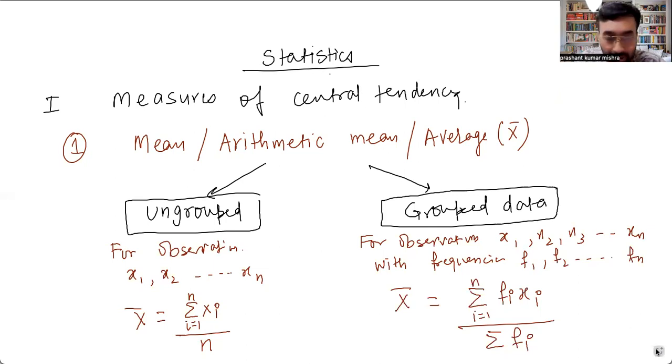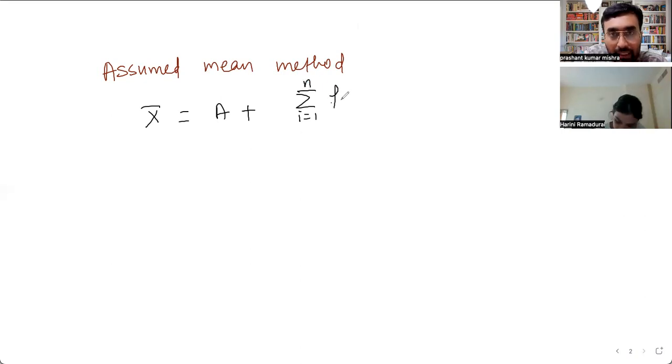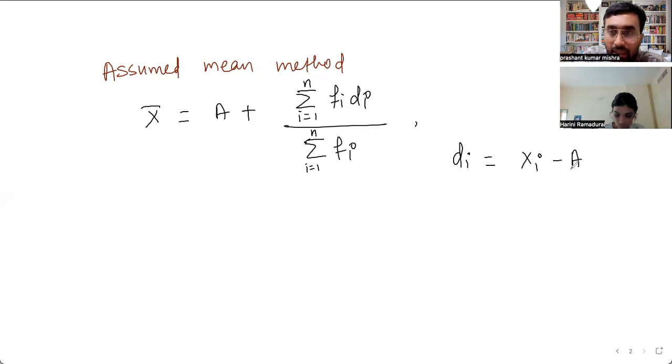Next we have the assumed mean method. In the case of the assumed mean method, the mean is given as x bar equals a plus the summation of i equals 1 to n of fi di over the summation of fi. Whenever the frequency comes, always divide by the summation of frequency. In this case, di is xi minus a, and a is the assumed mean.